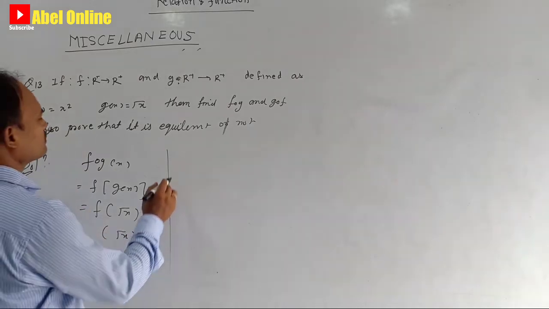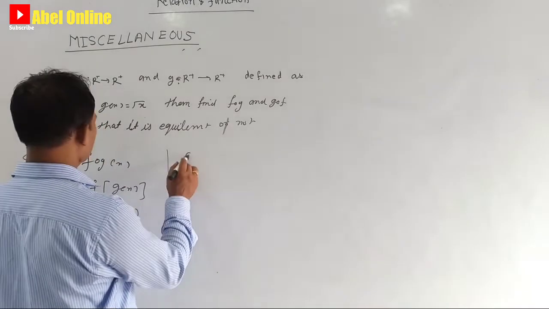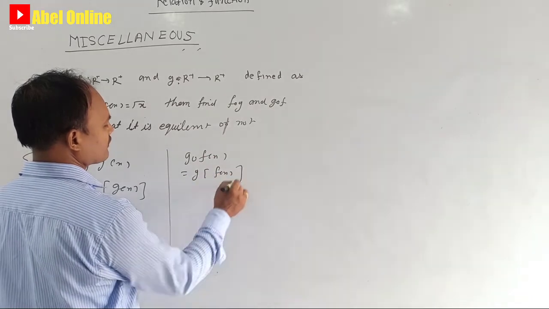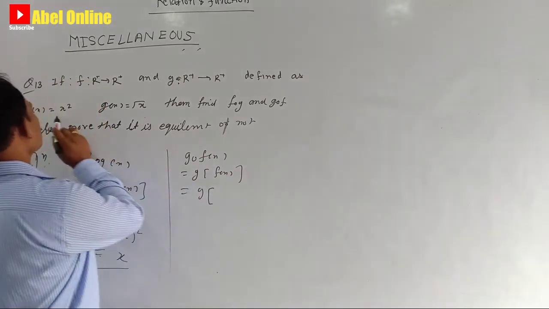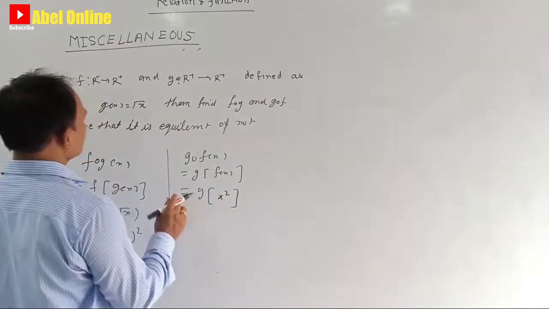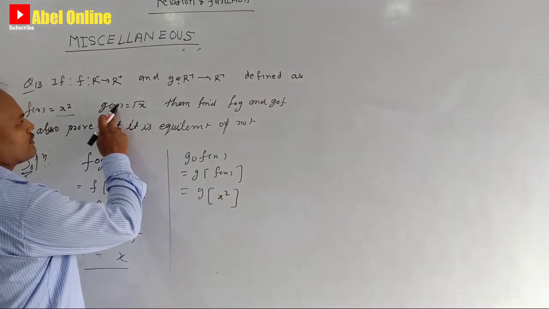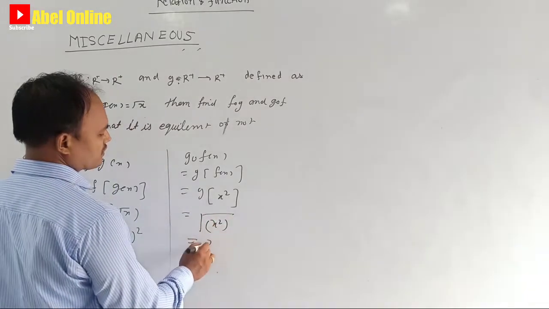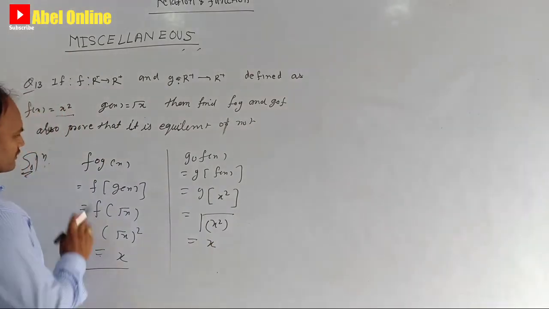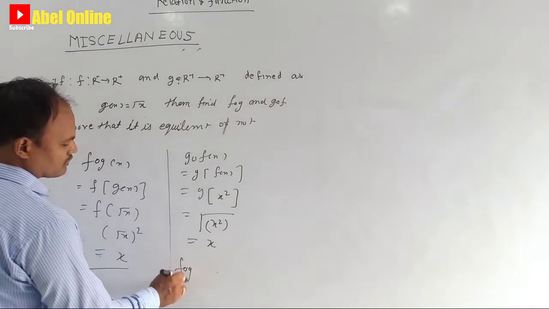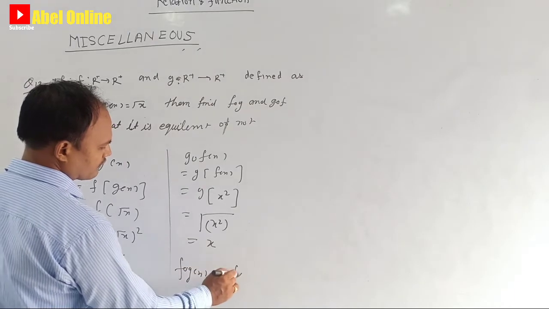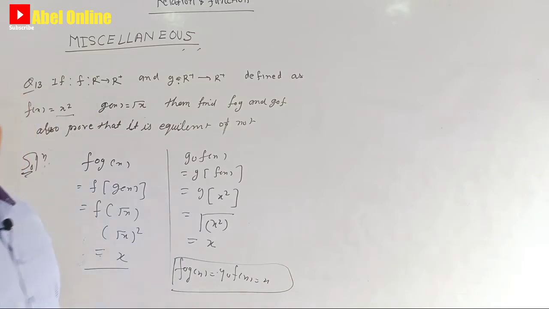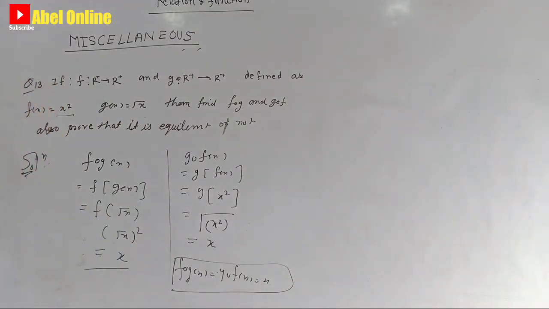Okay. Now next one is gof(x). If we find gof(x), we can write g of f(x). The value of f(x) is x square, so put x square into g. If we put x square here, then we get root x square, which is also x. What is the answer? fog(x) equals gof(x) equals x. It means both are equivalent to each other. So both are equivalent. Okay.